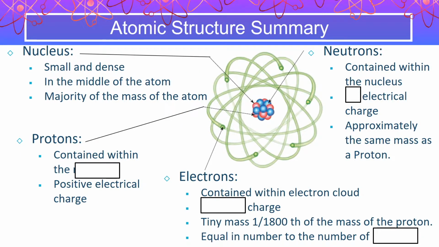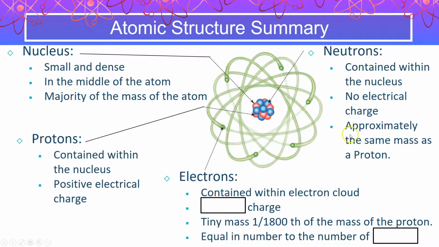So here's a bit of a summary of what we've been talking about. You can see our nucleus is small and dense at the very center. It's in the middle of the atom, and most of the mass of the atom comes from it. In there you have protons, and they have a positive electrical charge. You also have neutrons, and they have no electrical charge, and they're about the same mass as a proton.